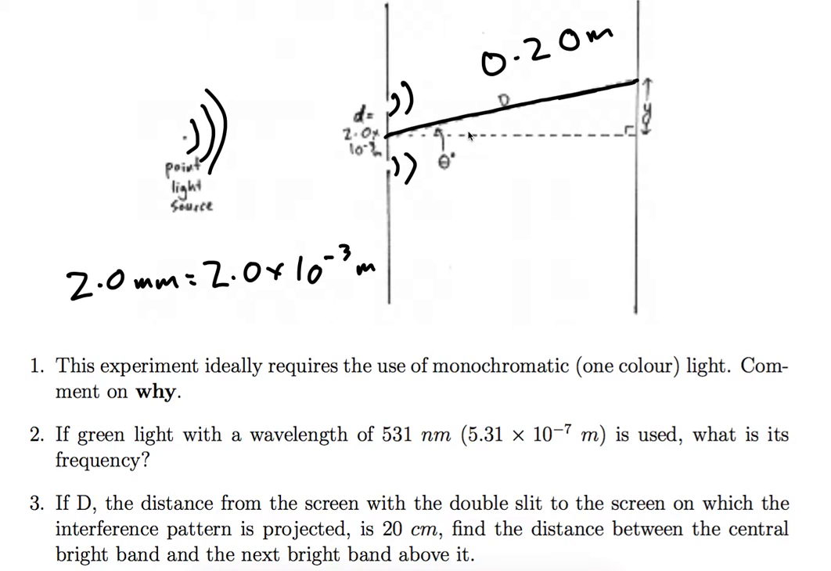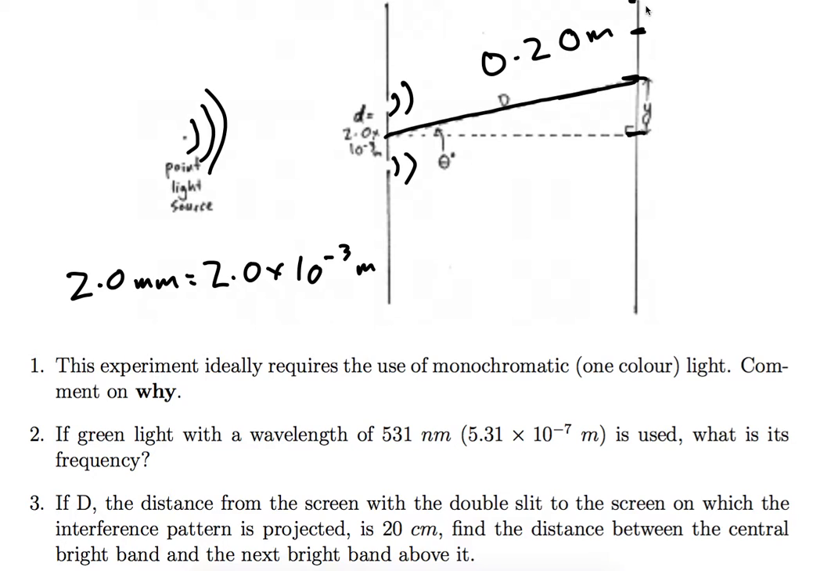So we're getting diffraction, bending around the corner of a surface or an edge. As I said before, we'll have a bright band here and a bright band here, another bright band up here and another bright band further up here. We want to know the distance to the first one in a minute, but starting out, this experiment ideally requires the use of monochromatic light, one color, one wavelength of light.